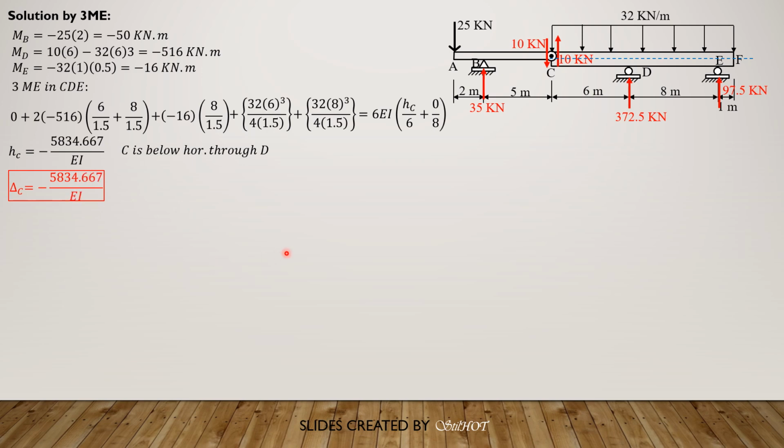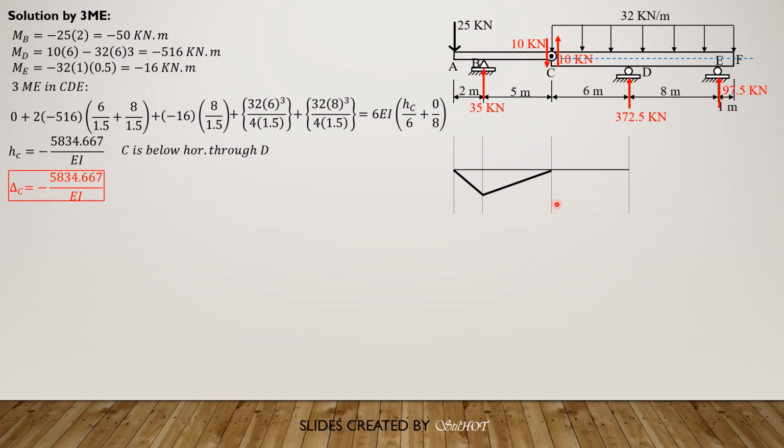Then we consider A, B, C because we have found delta C. But before that, let's do the moment diagram by parts. Let's make B the moment center. So we have 25 times 2, negative, then 10 times 5 is 50. So moment at B is 50.